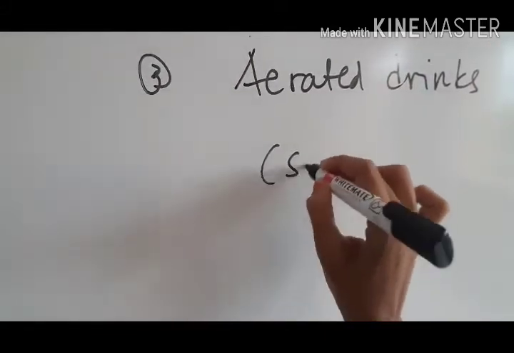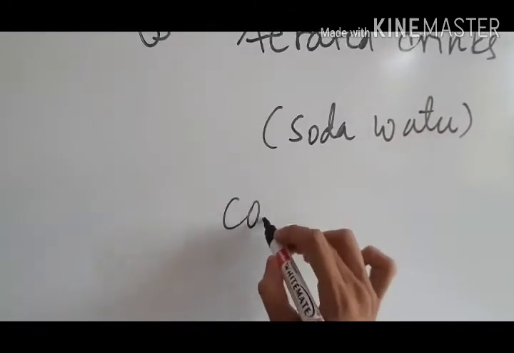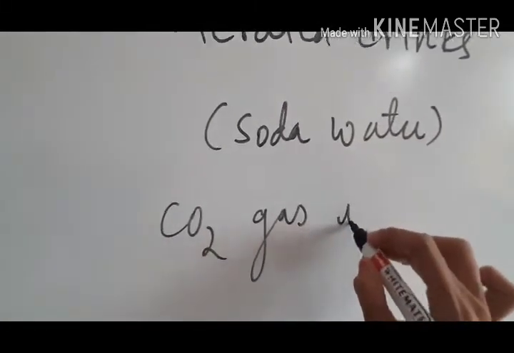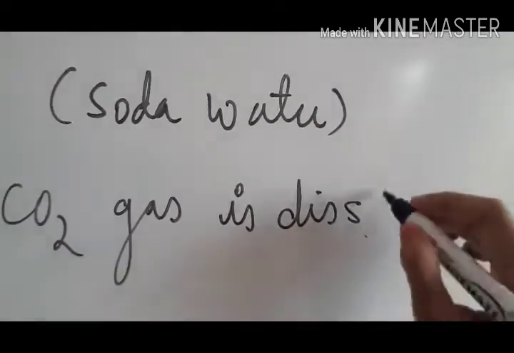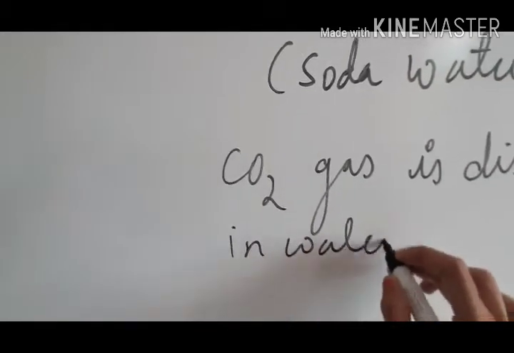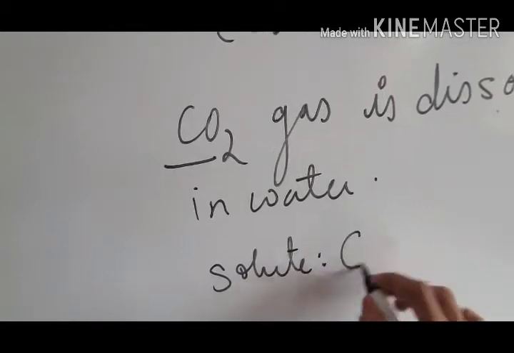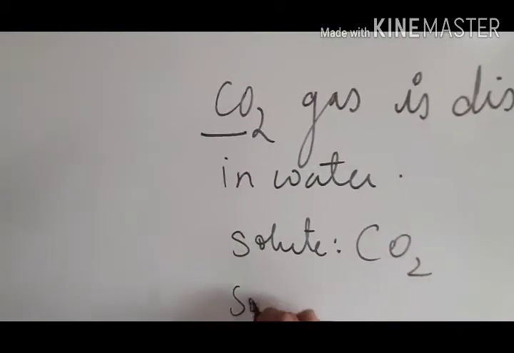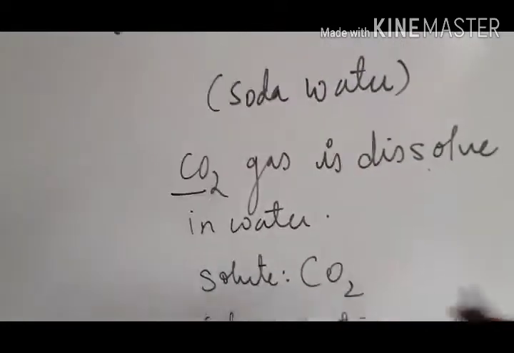Here we take the example of soda water. So it is nothing but carbon dioxide gas, CO2 gas, dissolved in water. So carbon dioxide is the solute phase, CO2, and the solvent is water. So that is the solute and solvent in aerated drinks.